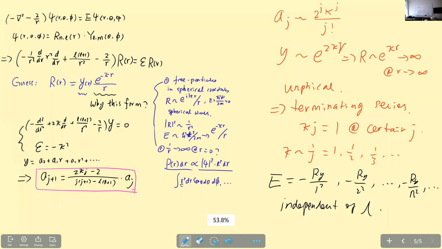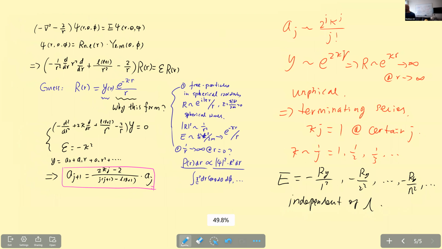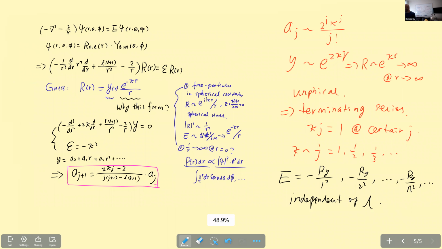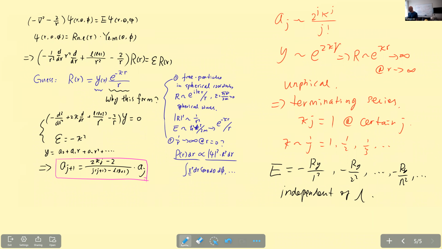Just by requiring the wave function to be physical, we find that this energy has to be quantized. Okay, so we call this one E_M. So that's one thing we obtain immediately. And secondly, you can see that.